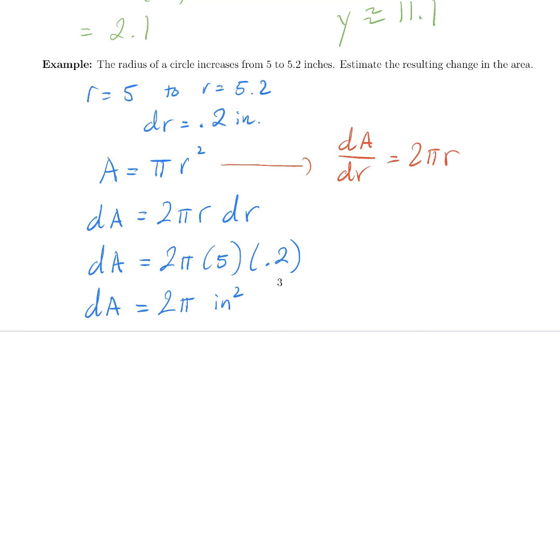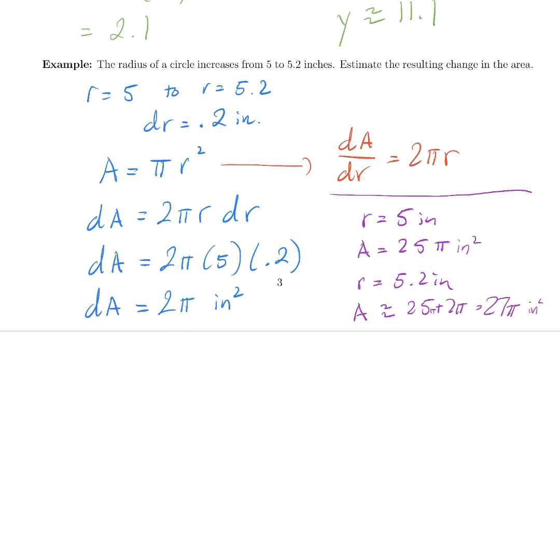So another way to interpret what we just learned is that when the radius is 5 inches, we know the area is 25 pi. And we've just learned that when the radius is 5.2 inches, the area is approximately 25 pi plus 2 pi, or 27 pi square inches. See if you can use that to tackle the 2.9 activity.